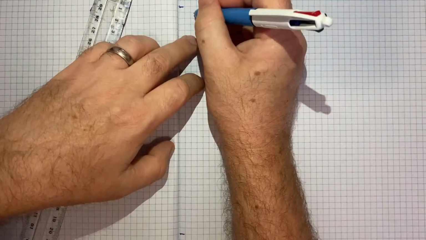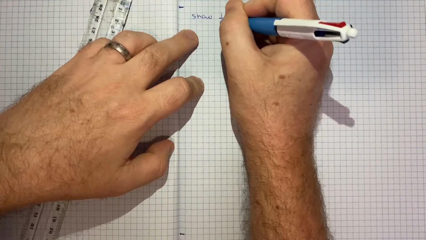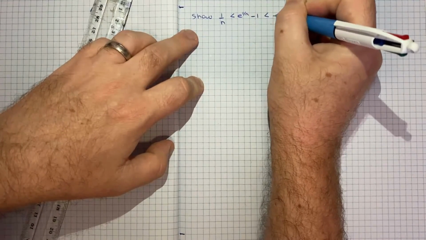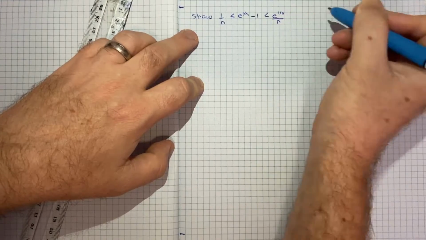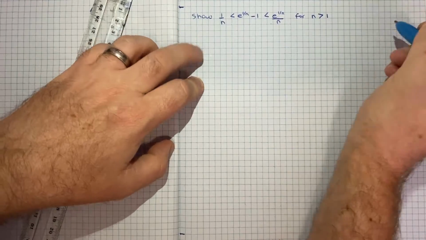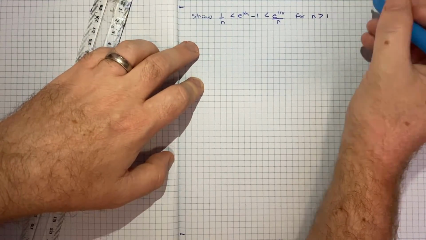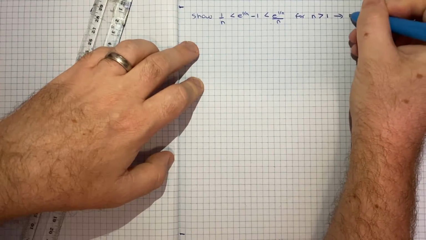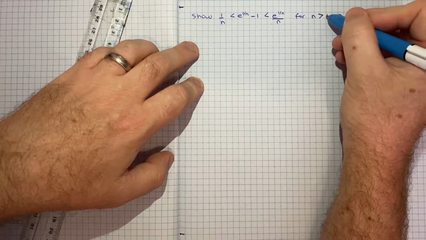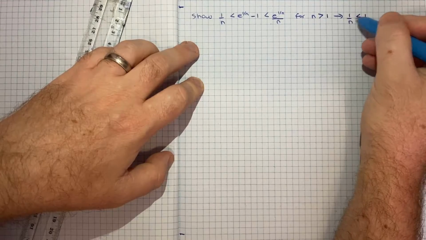Alright, so I'll just write out what we're being asked to show. We want to show that 1 on n is less than e to the 1 on n minus 1, which is less than e to the 1 on n, for n being a positive integer, so basically n greater than 1. Now the first thing we can point out is that if n is greater than 1, then 1 on n must be less than 1, just by taking the inversion of each side and reversing the inequality. So that's what we're dealing with.